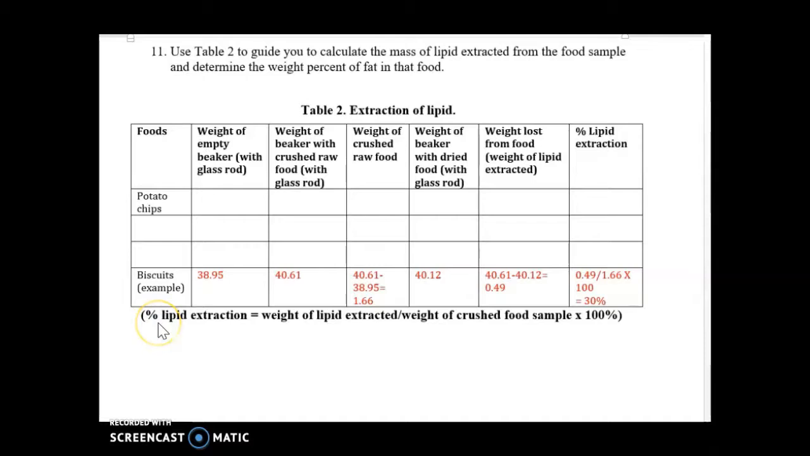And you can determine the percentage of lipid being extracted by using the formula that is shown under Table 2, which is weight of lipid extracted over weight of crushed food sample times 100%. This is an example of a quantitative method to test the presence of lipid in a food sample, as well as you can quantify the lipid by a value. The value could be either in number or in percentage.